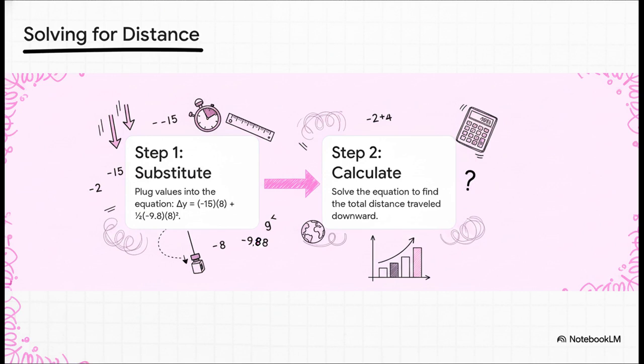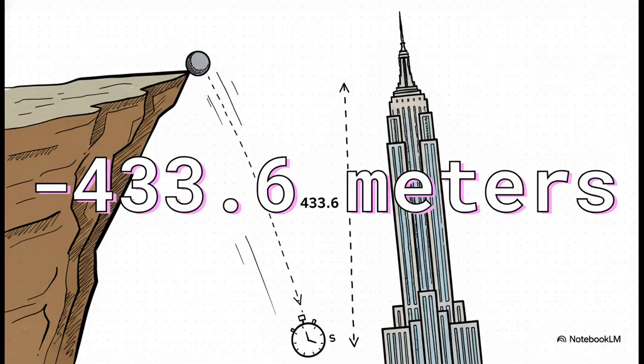So let's plug in the numbers. Negative 15 times 8 plus 1/2 of negative 9.8 times 8 squared. When you crunch all those numbers, you get negative 433.6 meters. So in just 8 seconds, that ball has plummeted more than 433 meters straight down. To put that into perspective, that's way taller than the Empire State Building.